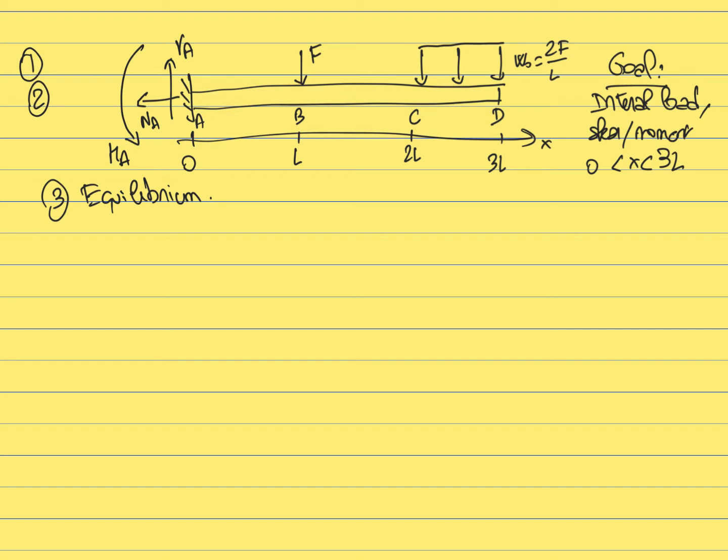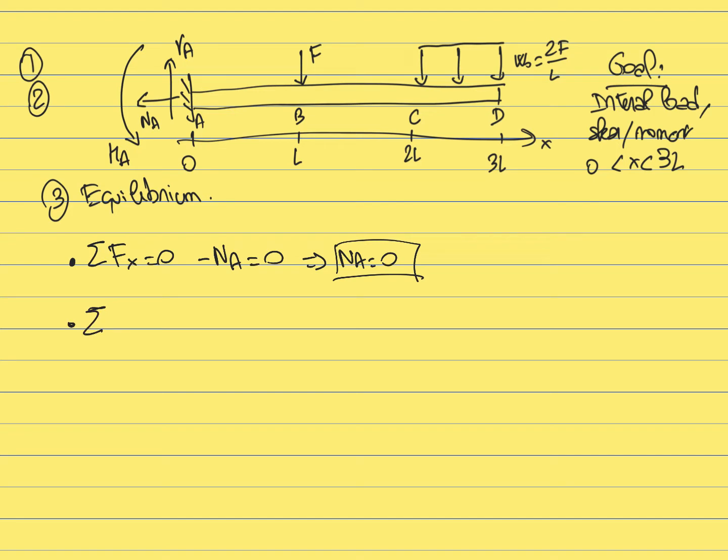So let's start with first the horizontal axis. We are going to say that the sum of the projection of all the forces along the x-axis is going to be equal to 0. In this case, the only force along the x-axis that we have is NA. NA is pointing towards the left, so it has a negative projection along the x-axis. It's the only one, so the sum is equal to 0, which means that in this case, NA is equal to 0.